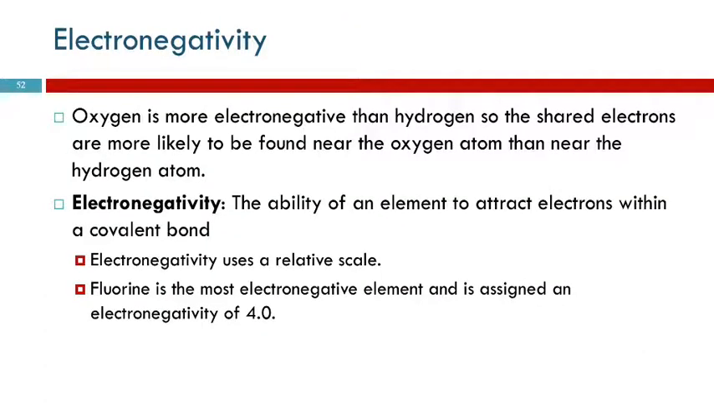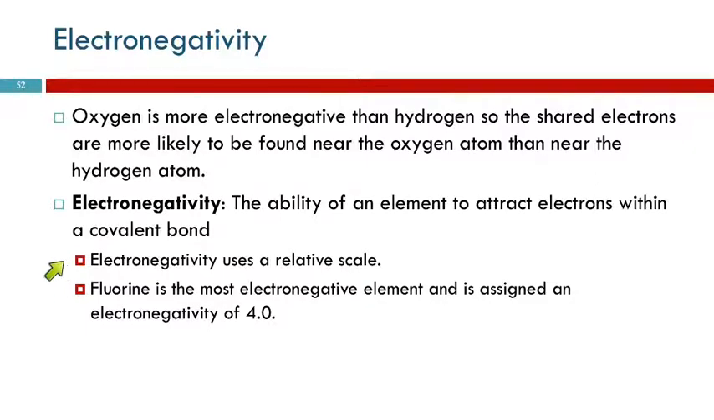So here we have electronegativity. Electronegativity can be defined as the ability of an element to attract electrons within a covalent bond. Oxygen is more electronegative. It's more attractive to the electrons in that bond. And so those shared electrons are more likely to be found closer to the oxygen atom than to the hydrogen atom. You would think, well, they're sharing, it should be evenly spread around, but no, it isn't, it's lopsided.